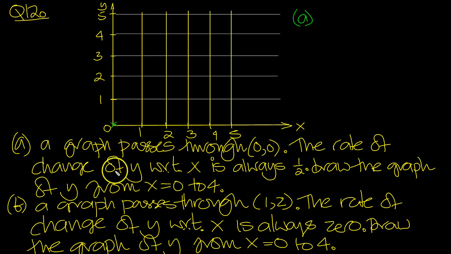Through 0, 0, the rate of change of y with respect to x, the gradient, is always a half. So at 1 it will be a half, at 2 it will be 1, at 4 it will be 2, won't it? Because the gradient is a half. So there's the straight line.